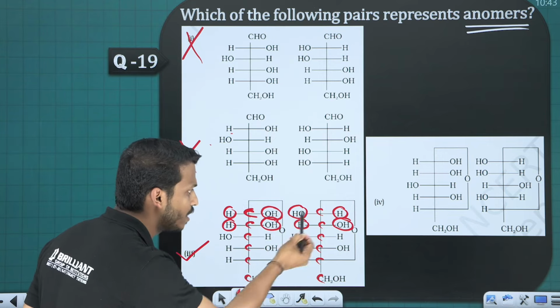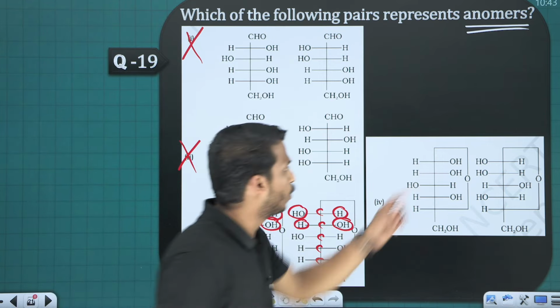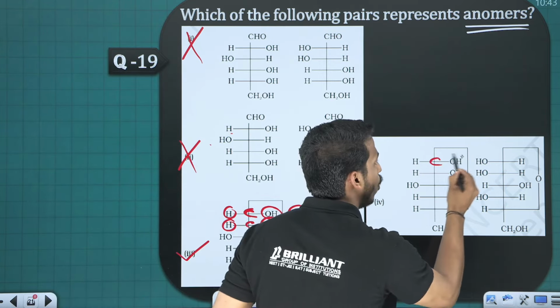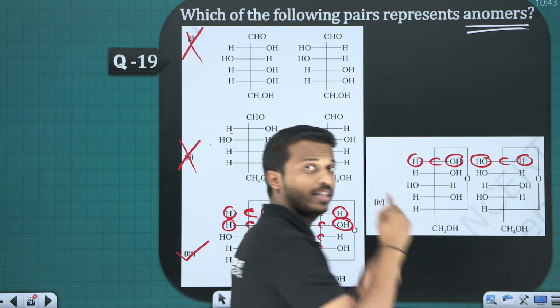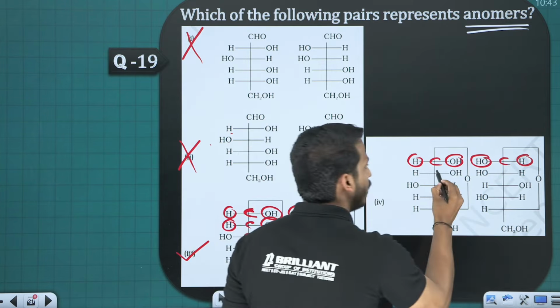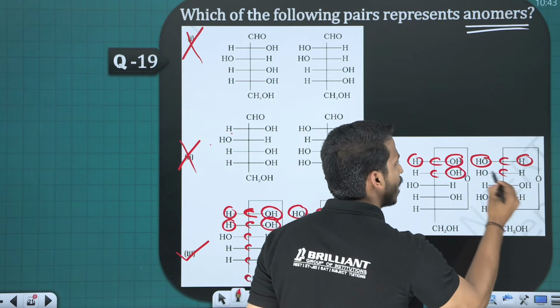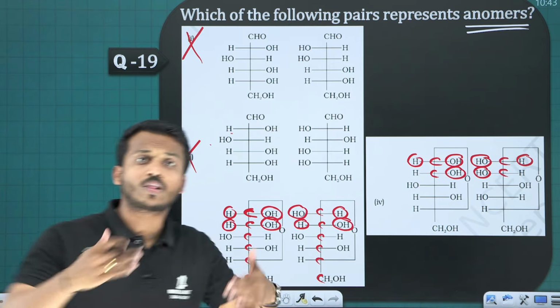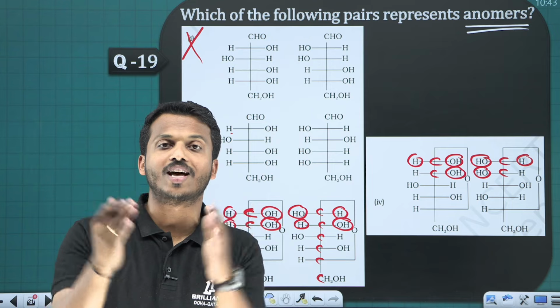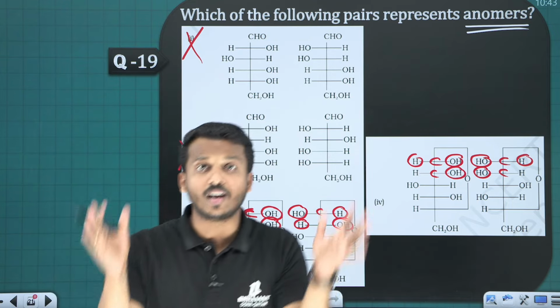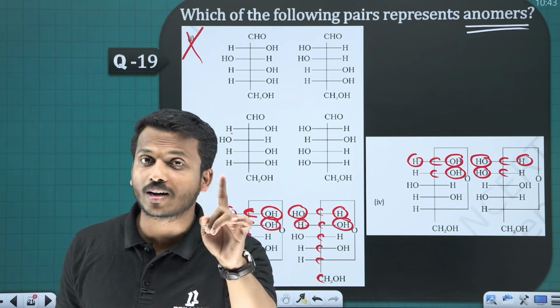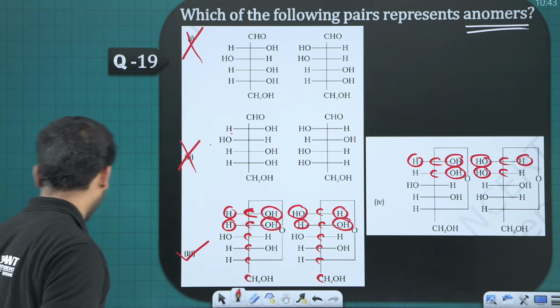Rest of all carbon, same configuration. But what about this one? Here you see this carbon OH right, H left, but this carbon OH left, H right. Their configuration is different. Even this carbon OH right, this carbon OH left. You see, more than one carbon configurations are different. That is not anomer. Anomers are isomers in cyclic compounds where only one carbon configuration is different.